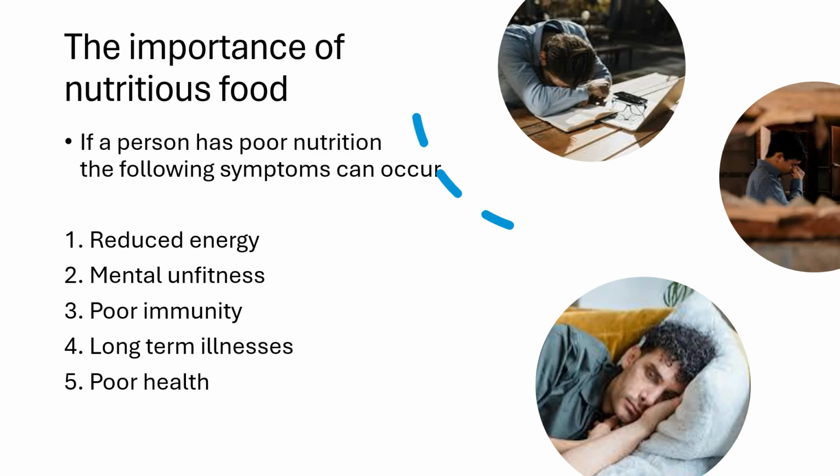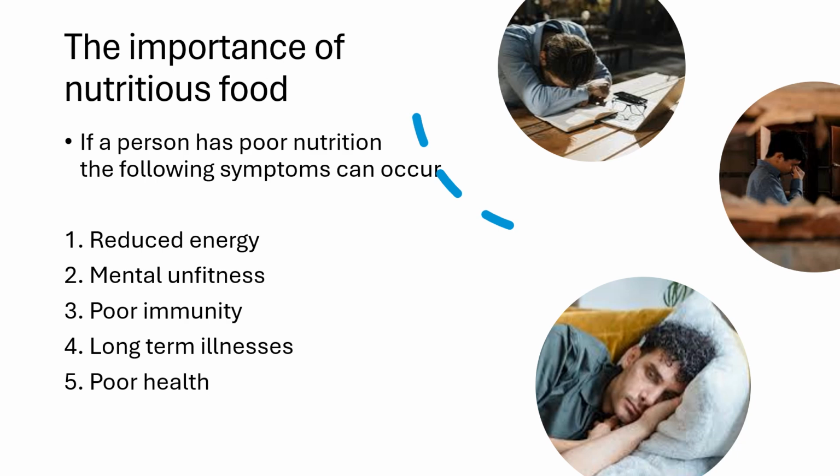And then poor immunity. Immunity means whether you're strong enough to fight against diseases. If you have poor immunity, that means you will catch diseases very easily. That means you are not strong enough to fight against diseases. And if a person doesn't take enough nutritious food, that will cause long-term illnesses as well. When we consider all of these factors as a whole, they can cause poor health in an individual.